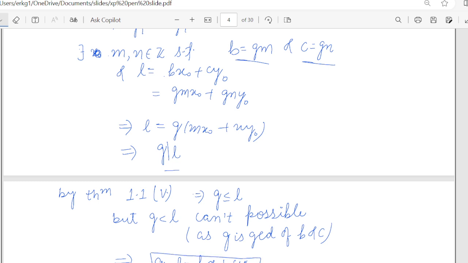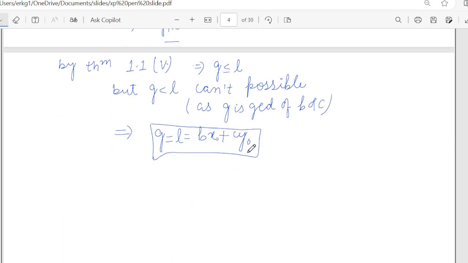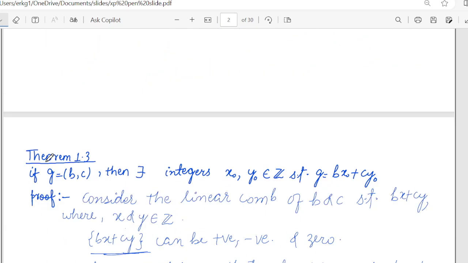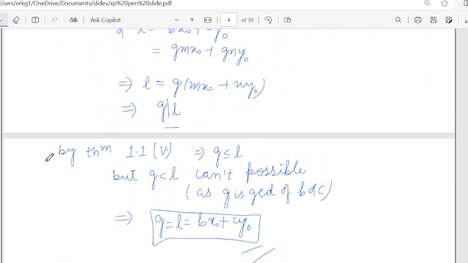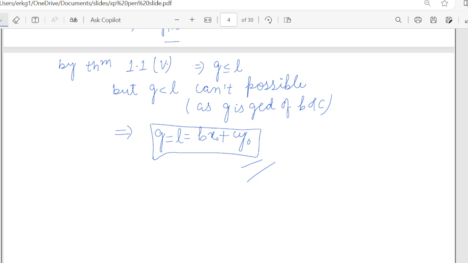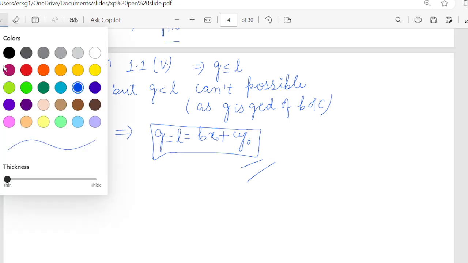Hence our proof is completely proved. Now we go to the next theorem, Theorem number 1.5.